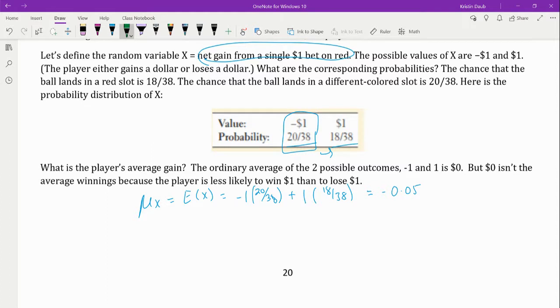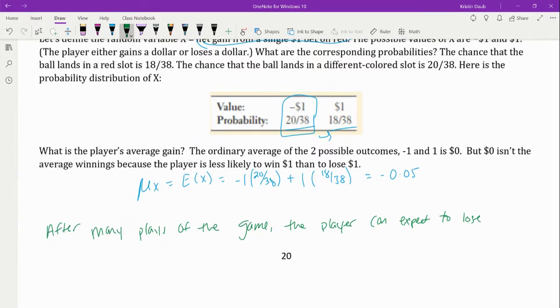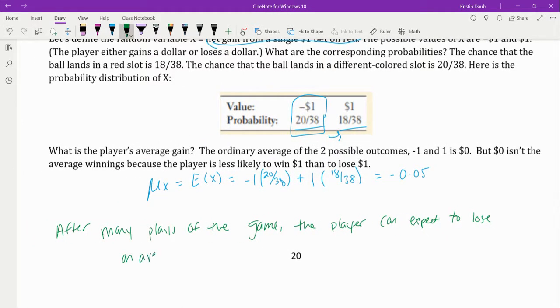Again, summarizing with a nice crisp sentence at the end of our problem here. After many plays of the game, the player can expect to lose, since it's a negative value, an average of 5 cents per $1 bet. That's what the expected value means. That is the mean of a random variable.